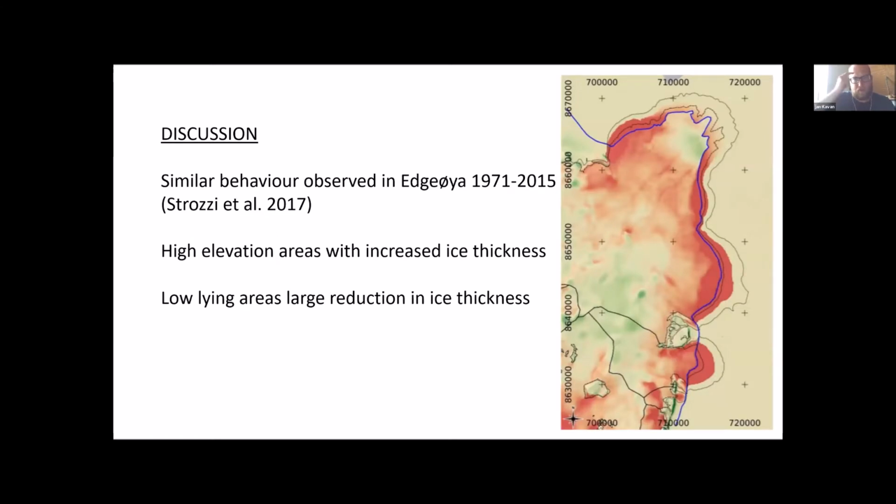I actually found one paper which is using a similar data set on Edgeøya, the island east of Svalbard, and they found exactly the same spatial pattern of what's going on with the glaciers. The really important thinning at the terminus of the glacier, and very stable conditions in the central part, in the upper part of the glacier or ice cap in this case. So very similar to what I found for the glaciers on the east coast.